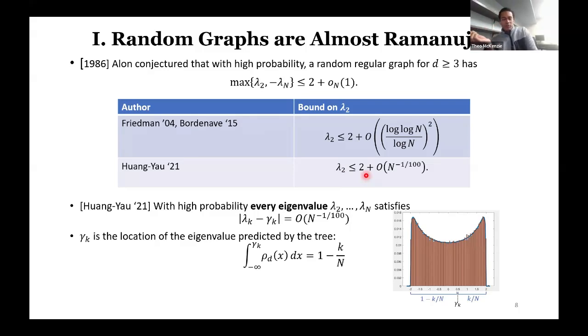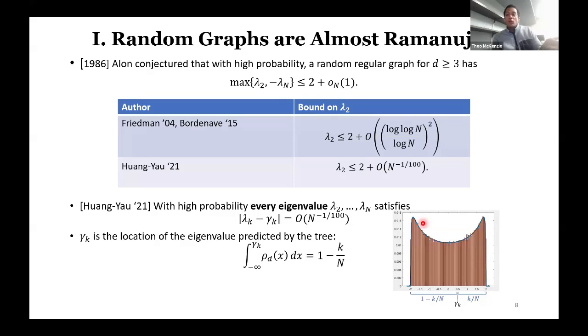Actually, they showed something stronger, which is that with high probability, every eigenvalue, lambda 2 through lambda n, is very close to where we would expect it to be. Note that we're throwing away lambda 1 because we always know where it is. Now, where would we expect lambda k to be for some index k? Well, the idea is that at lambda k, 1 minus k over n of my spectrum is to my left, and k over n of my spectrum is to my right. That's another way of saying what the kth eigenvalue is.